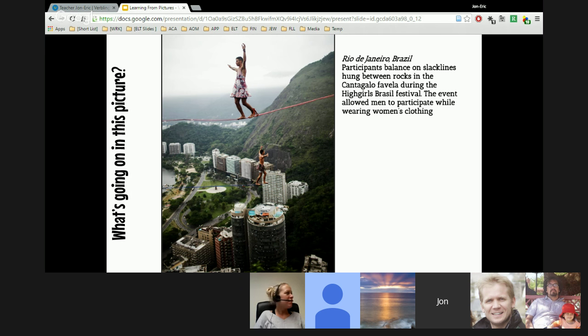So think about this for a second. You dress up like a woman and you walk across a line, a slack line. By the way, here's a word that you probably don't know because it's not English. Favela. Does anyone know what a favela is? Does anyone know that word? So we're in Rio. Yes, favela is people poor in. Right. Neighborhood, people poor. The neighborhood, yeah.